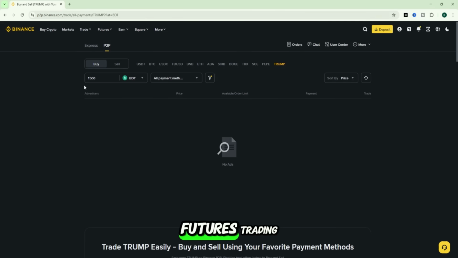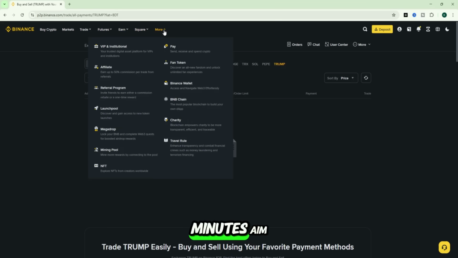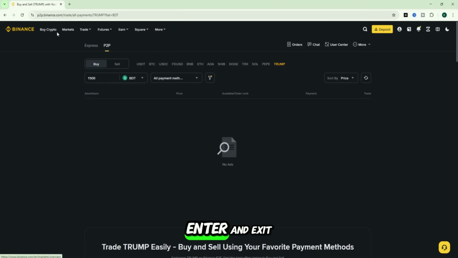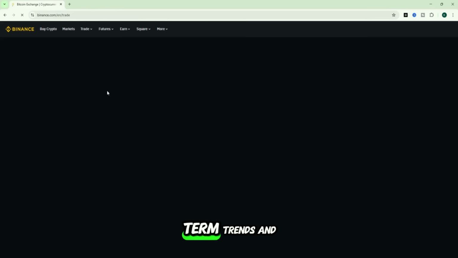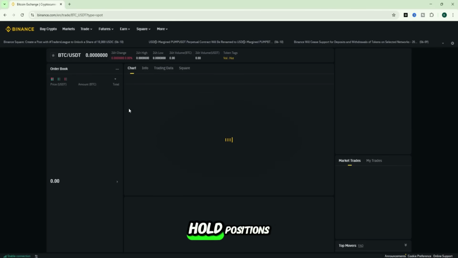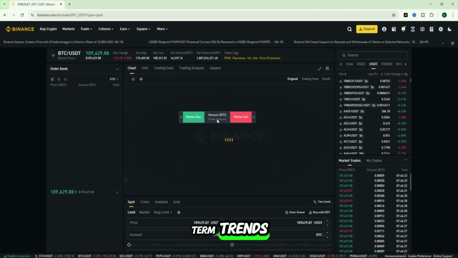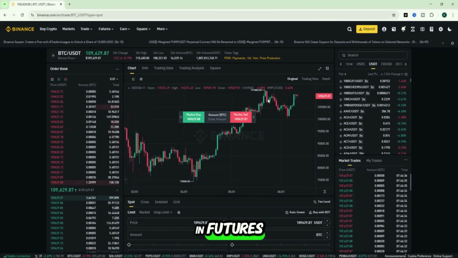Strategies for Binance Futures trading. Scalping: quick trades that last minutes. Aim for small profits repeatedly. Day trading: enter and exit positions within the same day. Analyze short-term trends and use technical indicators. Swing trading: hold positions for days or weeks, based on medium-term trends. Hedging: offset potential losses in your spot holdings by taking opposite positions in futures.